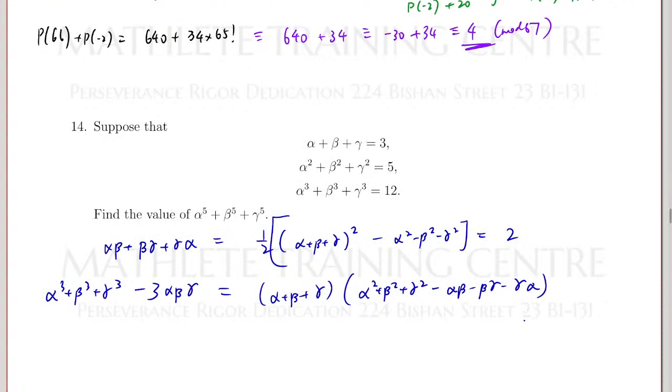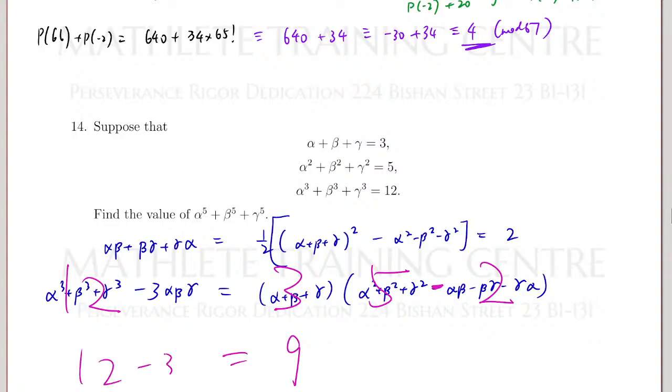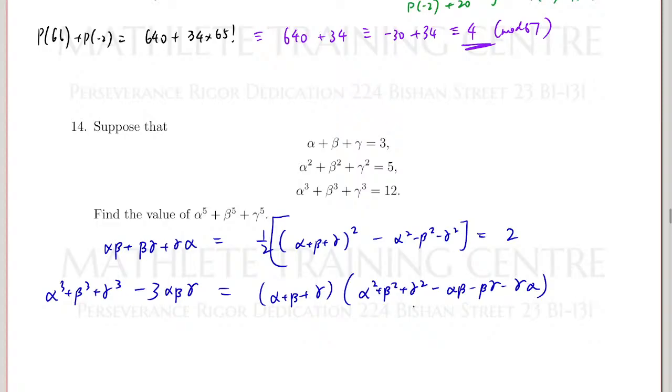Okay, so we just put in the values here. We can see that this is going to be 12, 3, 5 minus 2, right? So this is 9 on the right side. So definitely it should be 12 minus 3 times of 1, right? Okay, so we know that alpha beta gamma is equal to 1.